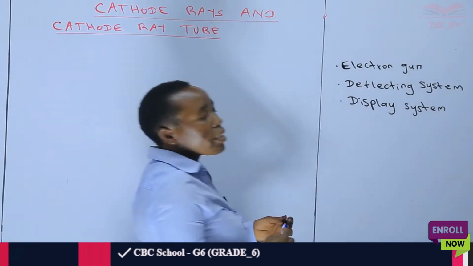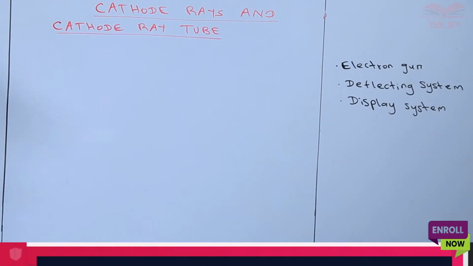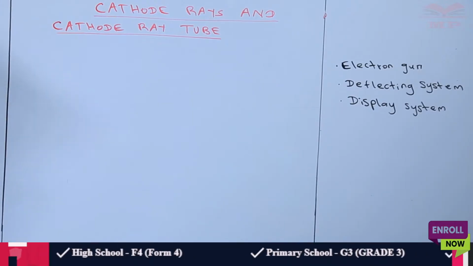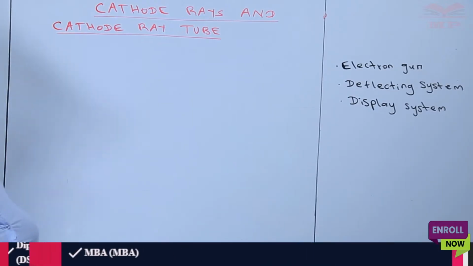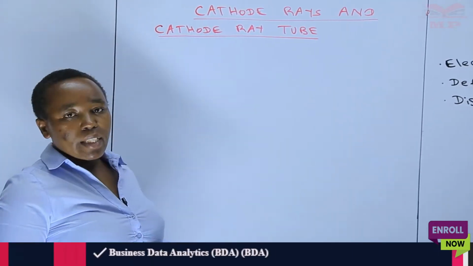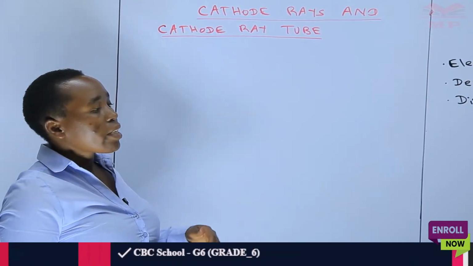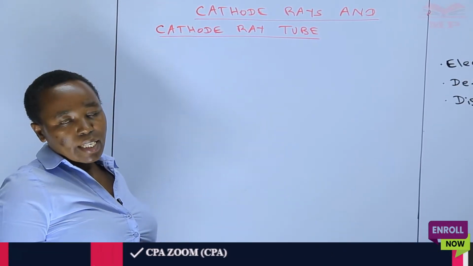So those were the major parts of a CRO. In the electron gun, we have the cathode, that is the heated cathode, the ground, and the anodes. In the deflecting system, we have the X plates and the Y plates. And in the display system, we have the screen.